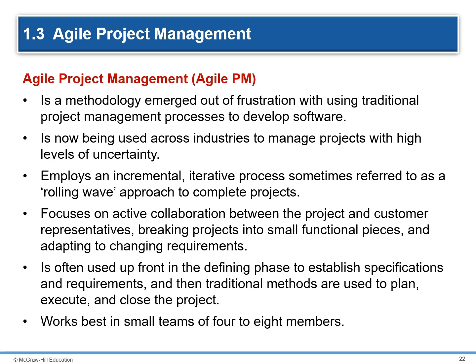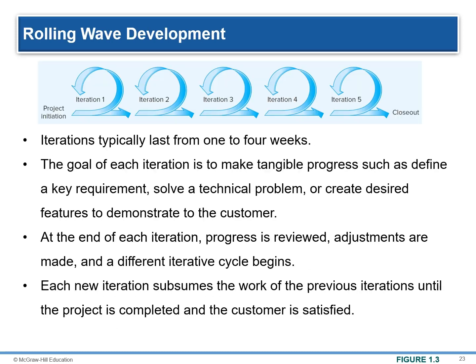It employs an incremental interactive process, sometimes referred to as a rolling wave approach to complete projects. It focuses on active collaboration between project and customer representatives, breaking projects into small functional pieces and adapting to changing requirements. It is often used upfront in the defining phase to establish specifications and requirements, and then traditional methods are used to plan, execute, and close the project. It works best in small teams of 4 to 8 members.